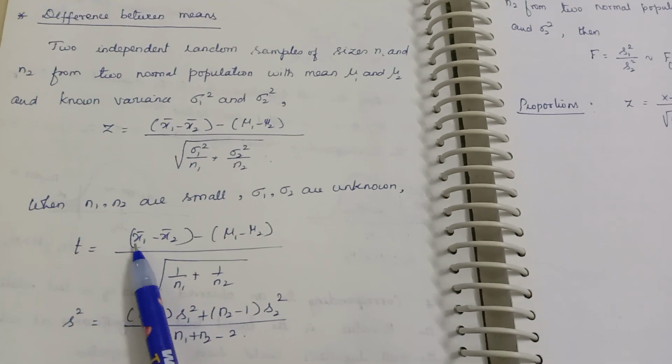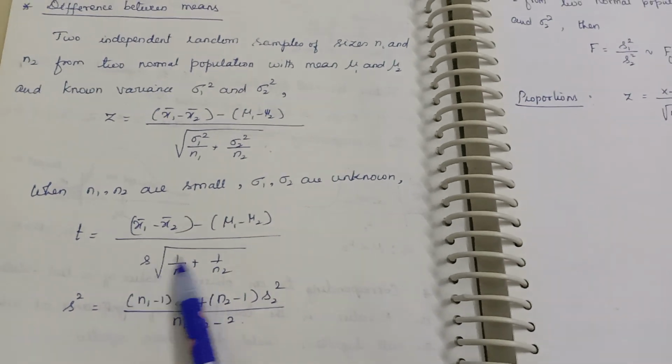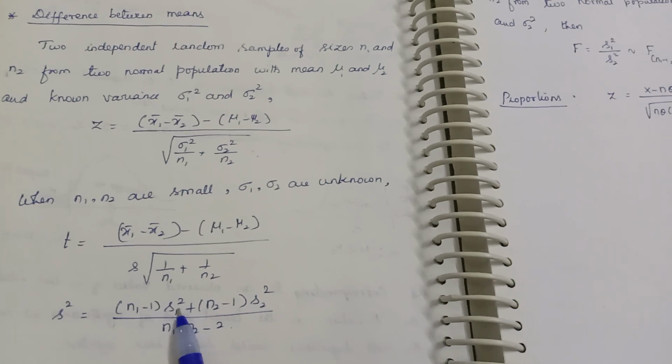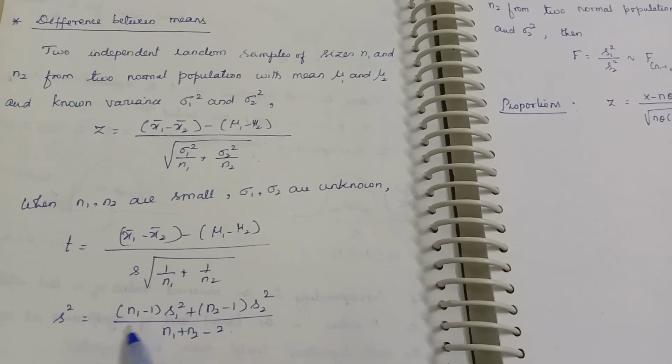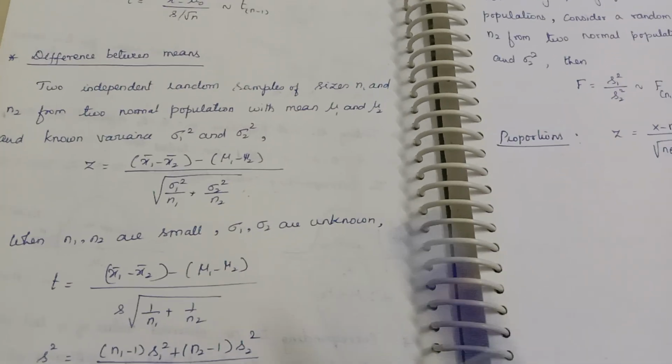we make use of the t-test. For the t-test, what is the formula? x1 bar minus x2 bar minus mu1 minus mu2 by s into square root of 1 by n1 plus 1 by n2. This s square is equal to n1 minus 1 s1 square plus n2 minus 1 s2 square by n1 plus n2 minus 2, that is, the combined variance.